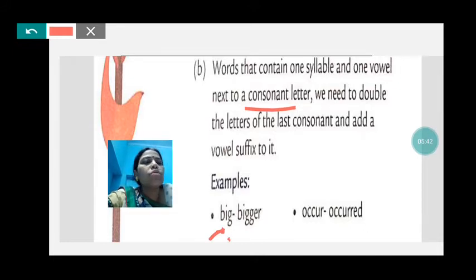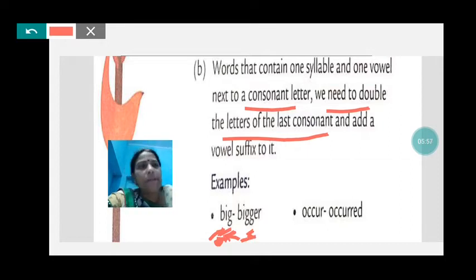I is a vowel next to the consonant B. We need to double the letters of the last consonant. So what is the last consonant? Here we have G as the last consonant. So you are going to double the last consonant G. That will become double G.